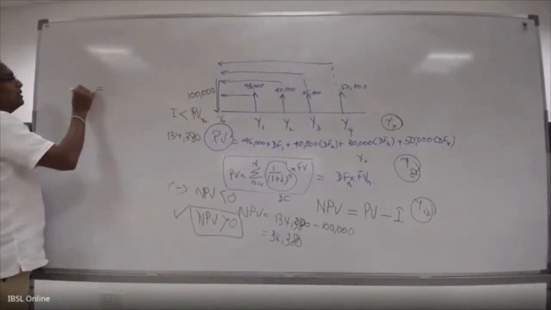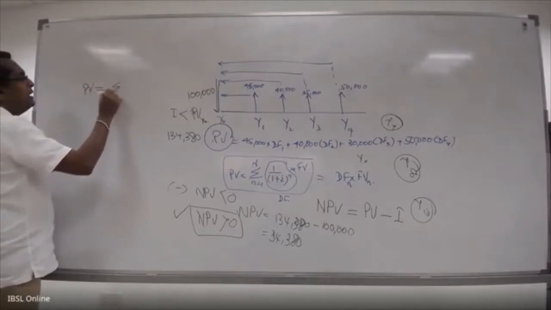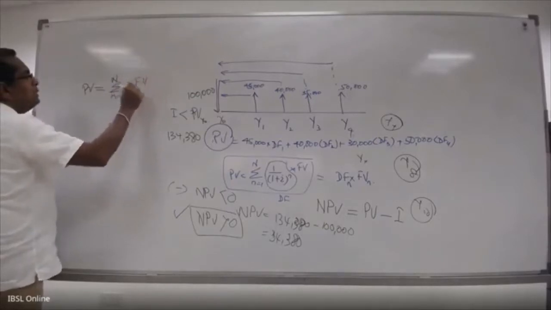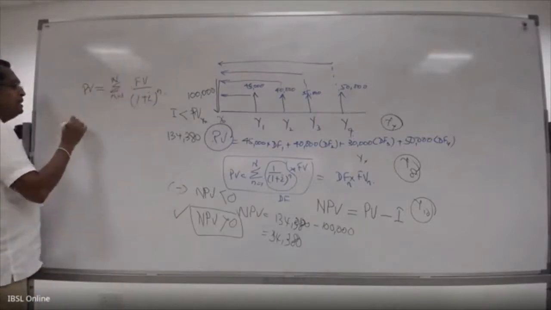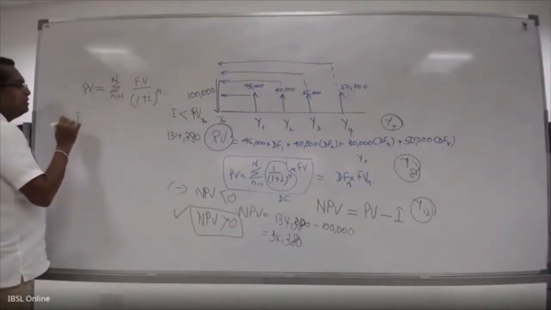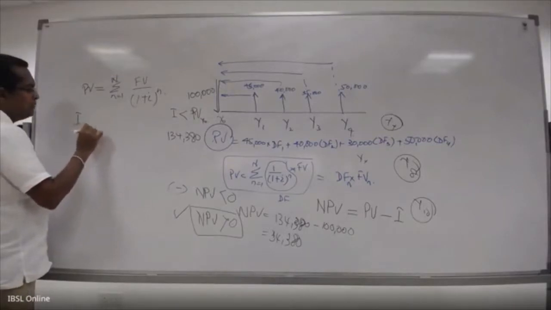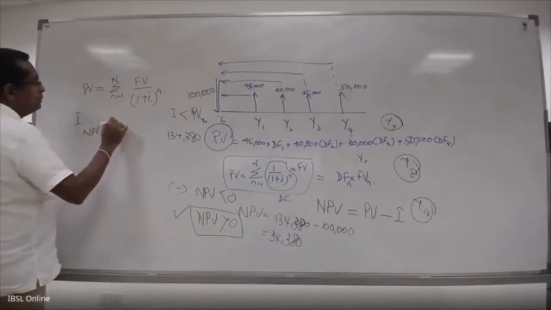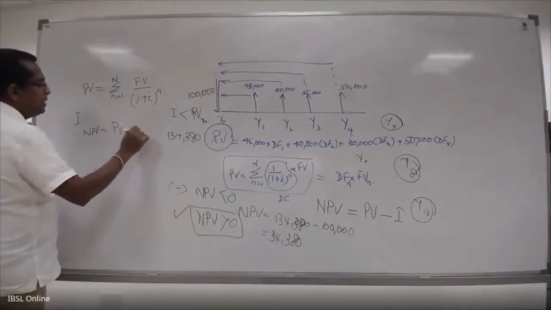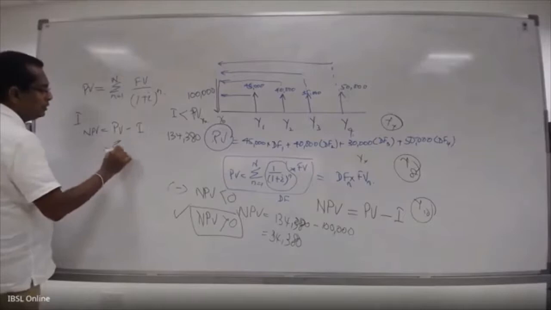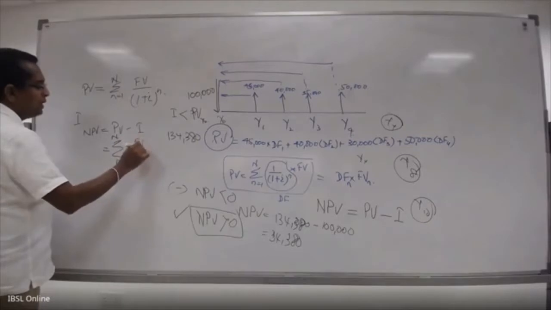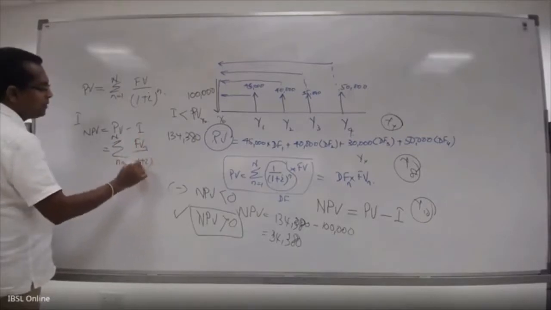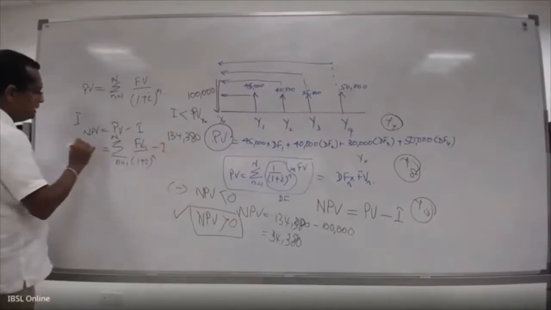Present value equals sigma n equals 1 to N, future value into 1 plus I to the power n. That will bring everything here. Initial investment is this. So net present value equals present value minus I, which is sigma n equals 1 to N, future value n divided by (1 plus I) to the power n, minus I. That is net present value.